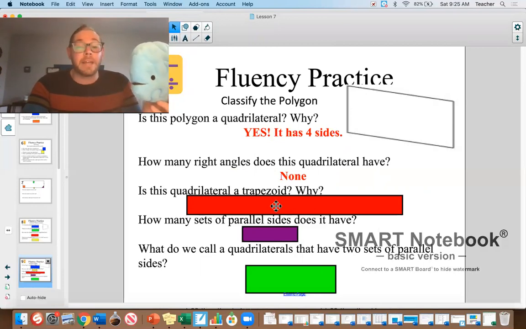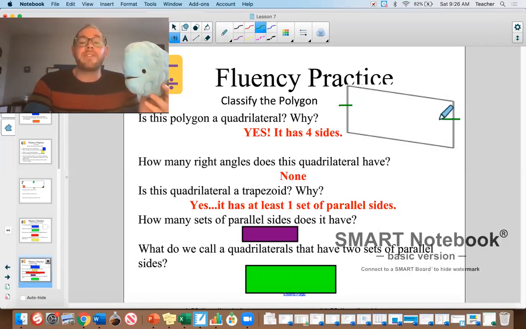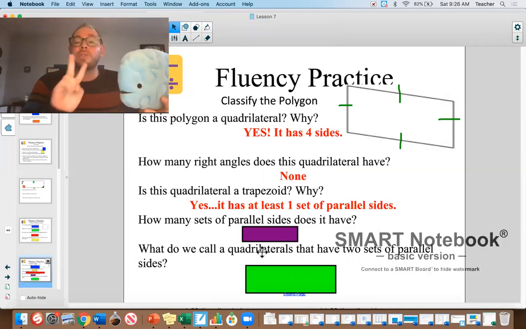Is this quadrilateral a trapezoid? And why is it a trapezoid? Think about that. Make sure you say your answer out loud. Yes, it has at least one set of parallel lines. This line and this line are parallel. They will never touch. And this line and this line also are parallel with each other. These two lines will never touch either. So there are two sets of parallel lines in this polygon.